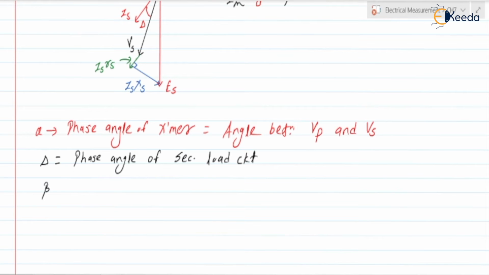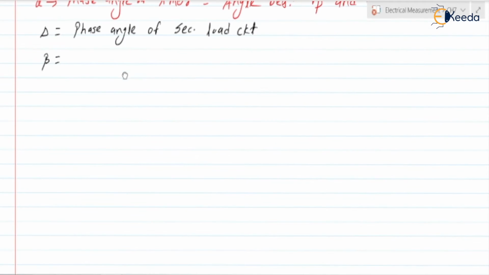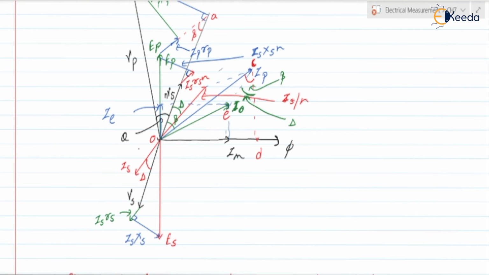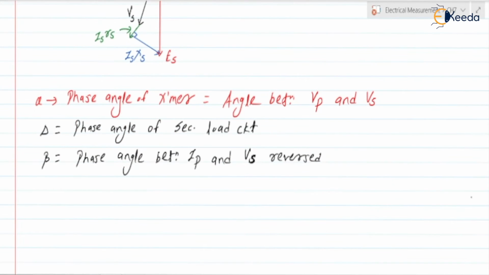Next, beta is the phase angle between Ip and Vs reversed. What we have considered is the angle between Ip and the N Vs. N Vs is the reverse of the Vs, that is, the primary side voltage.